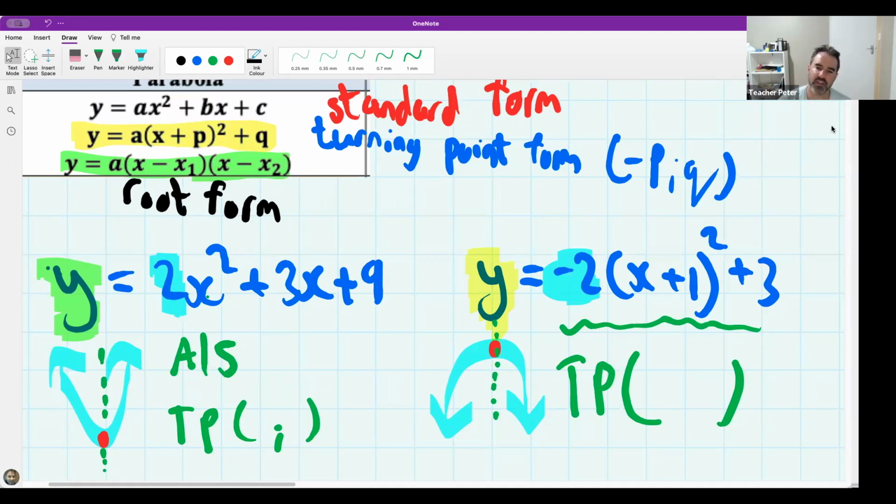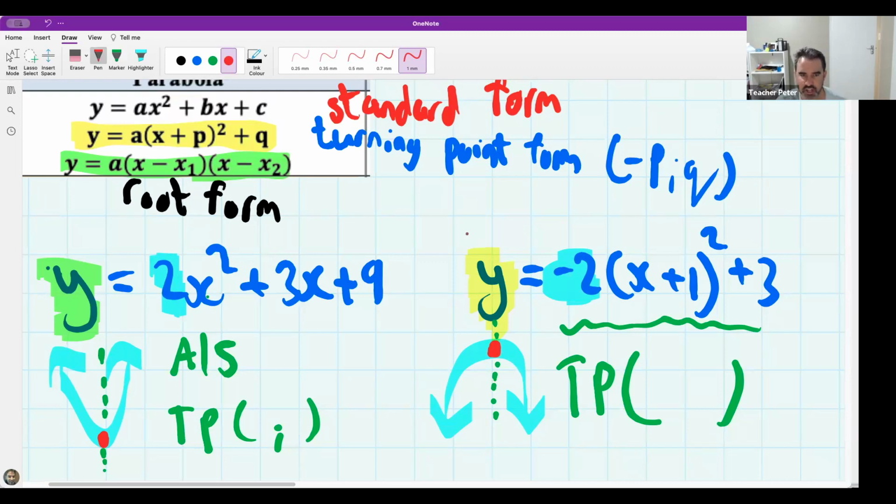And the question I'm asking is, given the parabola y = -2(x + 1)² + 3, what is the turning point of this parabola? I haven't drawn a scale drawing here, but what is that red dot?